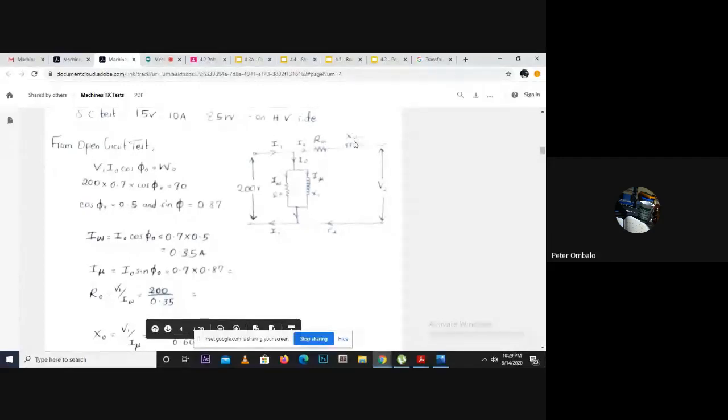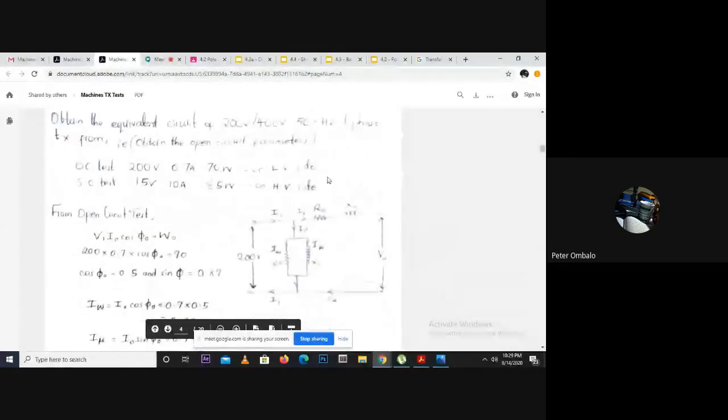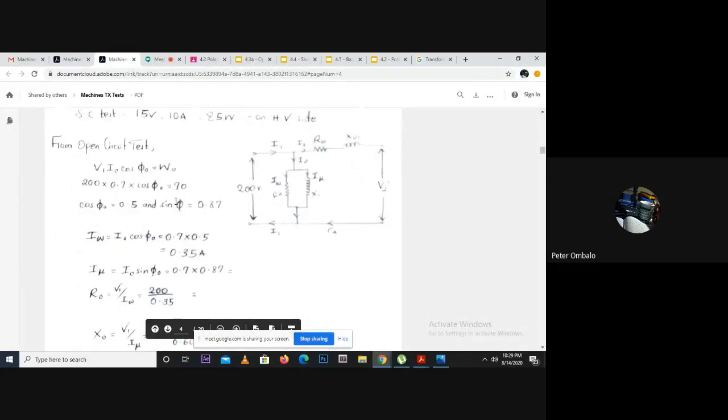R01 and X01 are copper losses. These are unnecessary, but I just included them in this question because it was asking for the short circuit test as well. So I just used this example to illustrate open circuit, but we will see what R01 and X01 are when we get to short circuit.